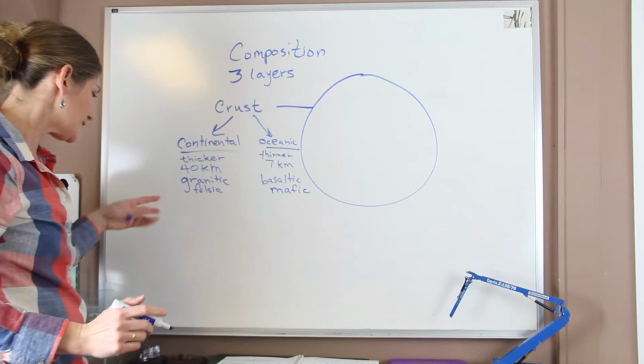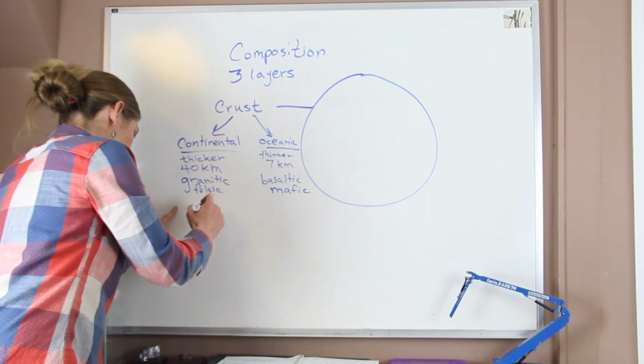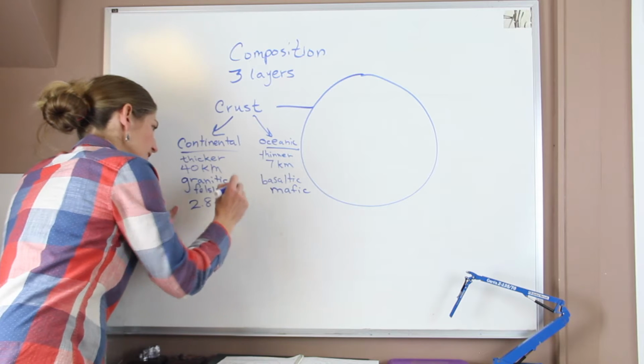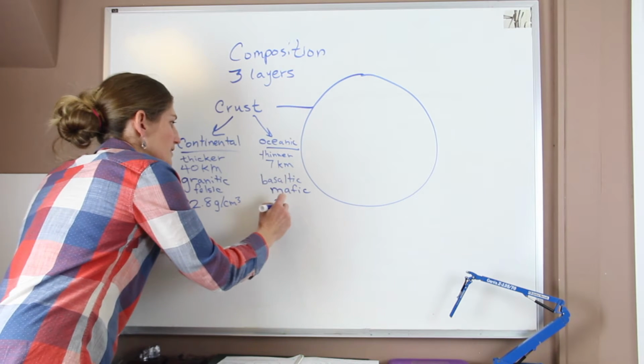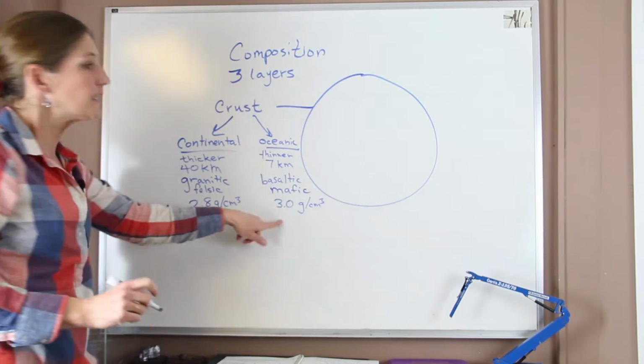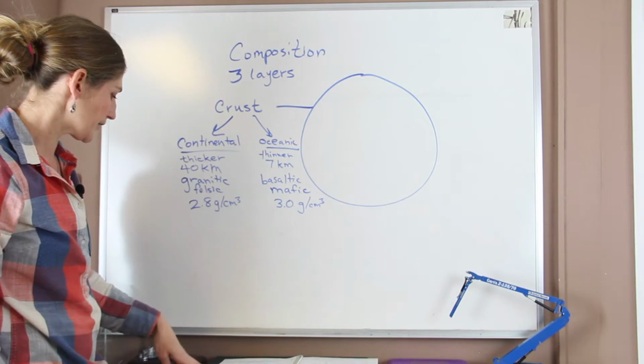Now, differences between these two. Granitic crust, I said, was less dense. It is about 2.8 grams per cubic centimeter for its density, and our basaltic crust is around 3.0. So it's a little bit denser, but not much. All right, so those are our different crusts.